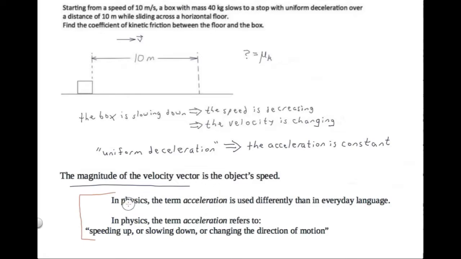Notice that in physics, the term acceleration is used differently than in everyday language. In physics, the term acceleration can refer to speeding up, or to slowing down, or to changing the object's direction of motion. For example, in this problem, acceleration refers to slowing down. So on this problem, when we say that the acceleration is constant, we mean that the object is slowing down at a constant rate.